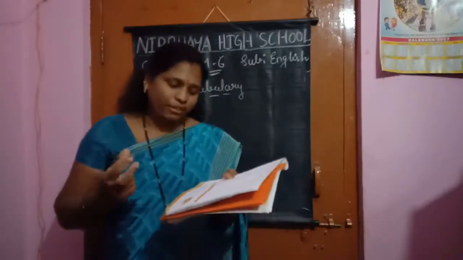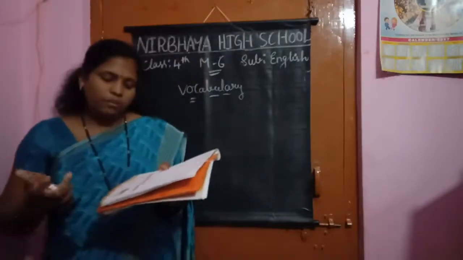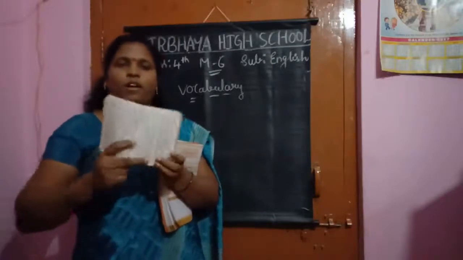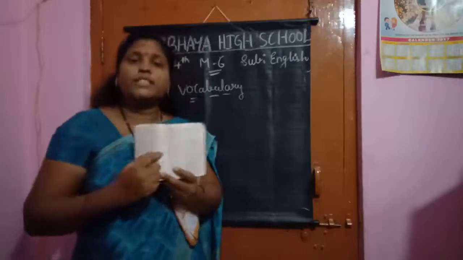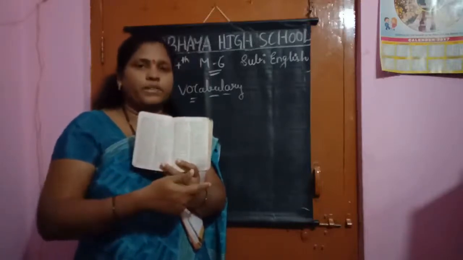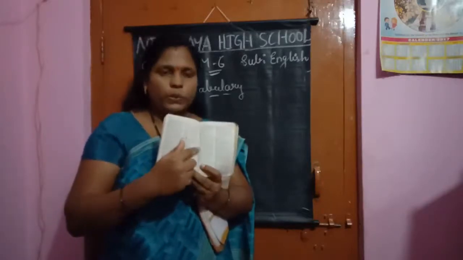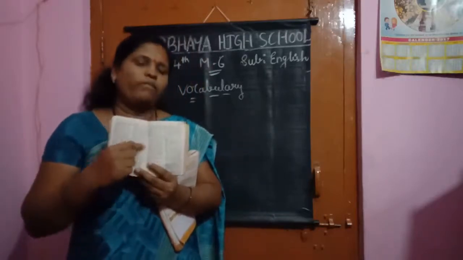Using a dictionary. A dictionary is a book that lists words and their meanings in alphabetical order. See here, children, I have one dictionary here, a small dictionary. See how they give the bold letters as the words and the remaining letters as the meaning for that word. I have already explained how to use the dictionary. I hope everyone understood that.